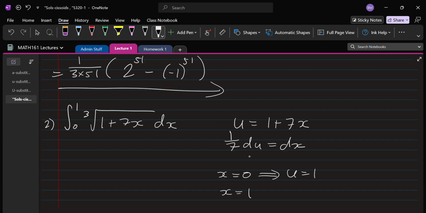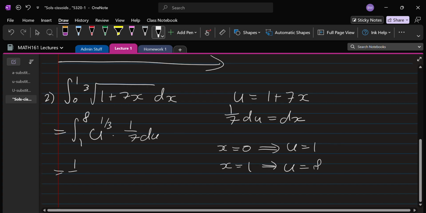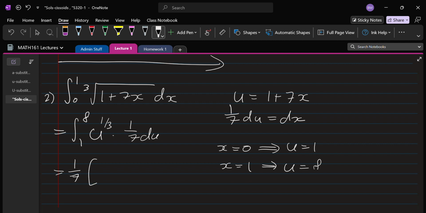Now that's done, we need to change the bounds. So x equals 0, u is 1. Yeah, someone said 1. x equals 1, u is 8. Good. So this will be the integral from 1 to 8, cube root of u, that just becomes u to the 1/3. dx, that will be 1 over 7 du.